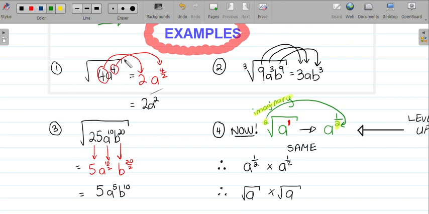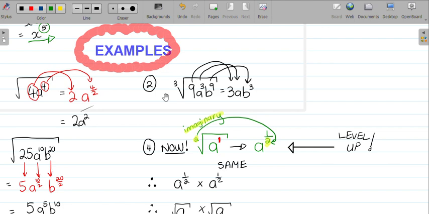Then I just told us this rule here. We will take the exponent inside of the root, divide it by the number on the outside. So this is imaginary 2. So our final answer will become 2a, and then 4 divided by 2 over here gives us 2. So that is how we do it. Okay. All right, let's move on to example number 2.